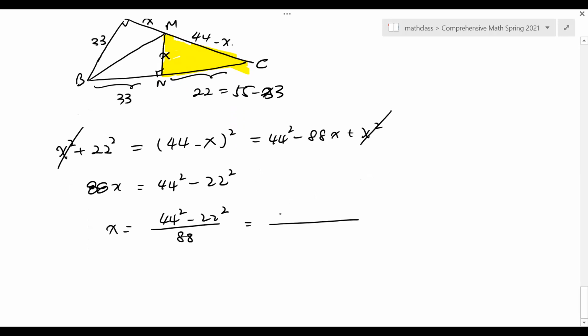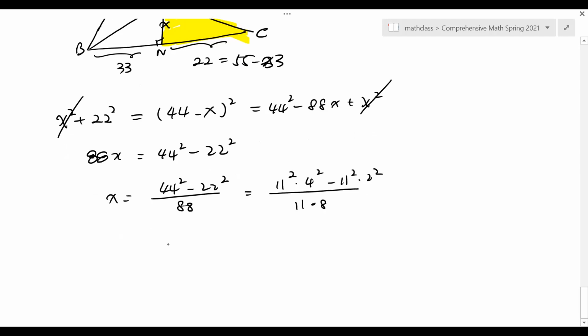Each is a multiple of 11, right? 11 squared times 4 squared, right? And 11 squared times 2 squared. Here's 11 times 8. Okay, right? So let's simplify it. 11 squared times (4 squared minus 2 squared) is going to be 16 minus 4, which is 12. And here's 11 times 8, right? So cancel this, and then 3 and 2, right? So that's why it's 33 over 2. So we find x.